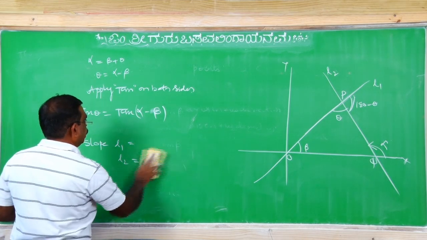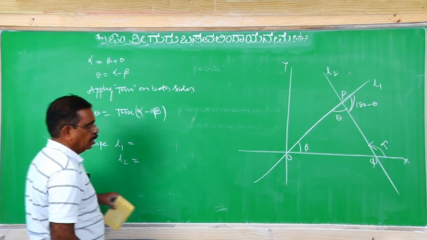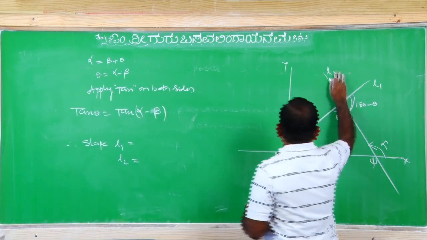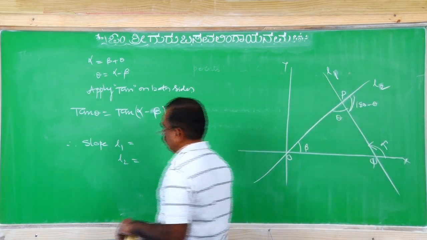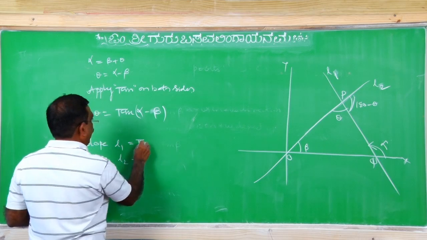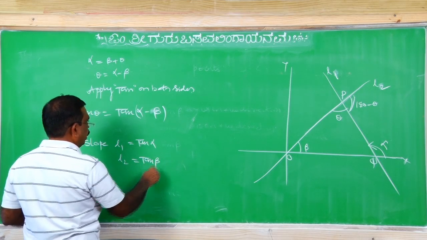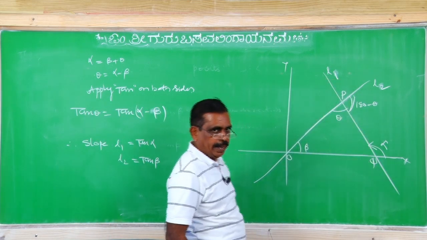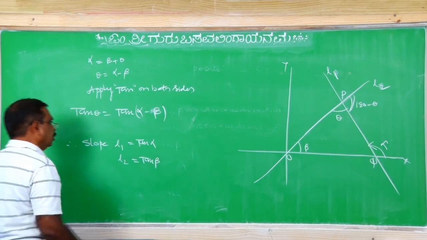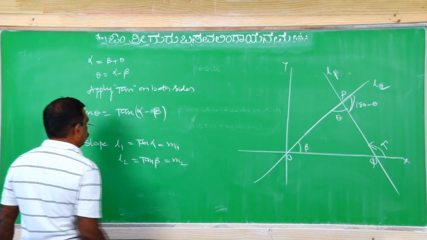Here I am writing, see this one. L1 is how much? You can write this one as L1; I am changing L1. This is L2, no problem. L1 is equal to what? Tan alpha. L2 is equal to tan beta. I am changing: this is L2, this is L1. Only just change. This is M1. This is M2.